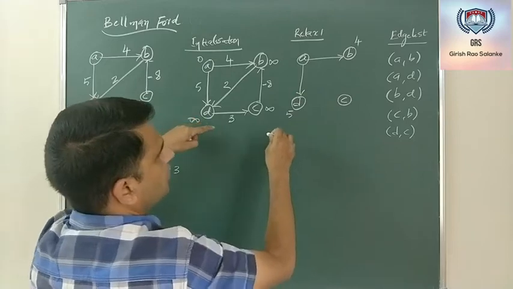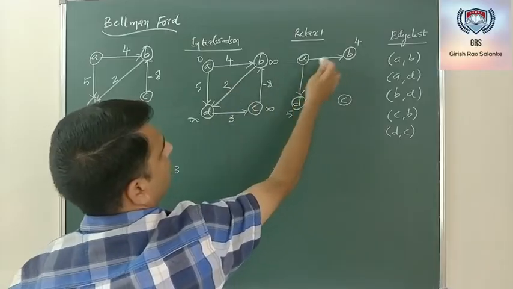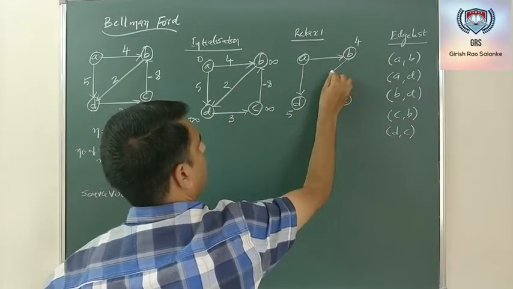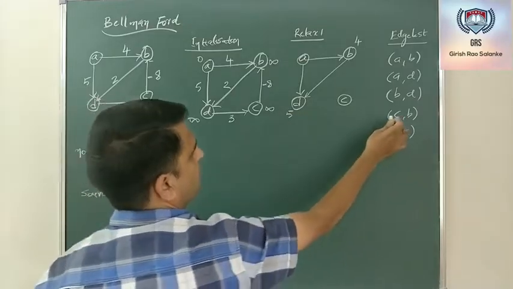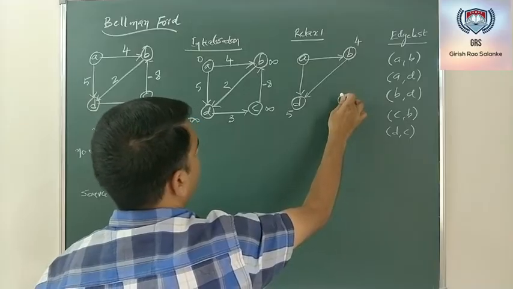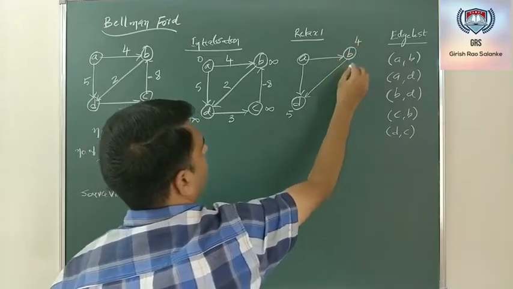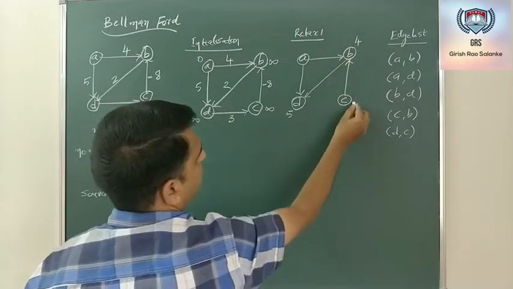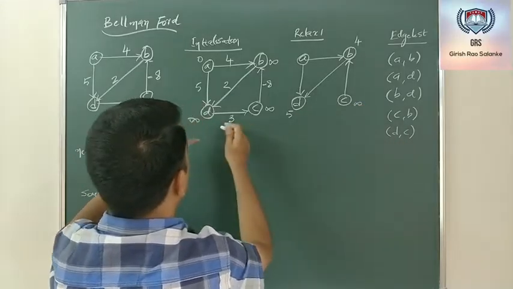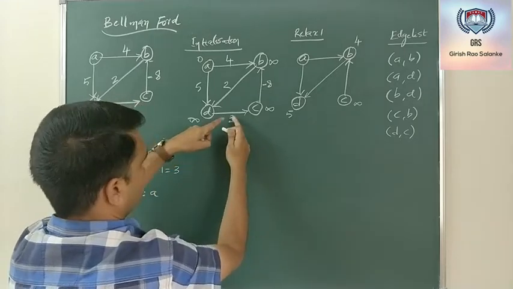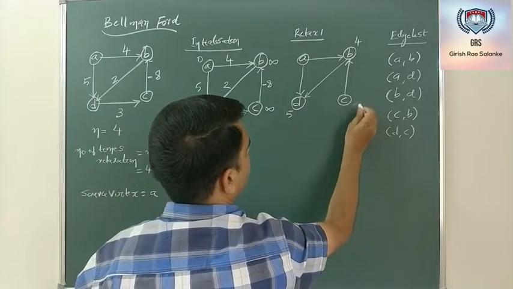Next is B to D. This is 4 plus 2, which is 6. 6 and 5, the lesser one is 5, so it stays as it is. Next, C to B. This is infinity; infinity plus minus 8 is infinity, and infinity versus 4, 4 stays as it is. So no changes here. Next is D to C. This was infinite; 5 plus 3 is 8, and 8 versus infinity is 8, so this gets changed to 8.